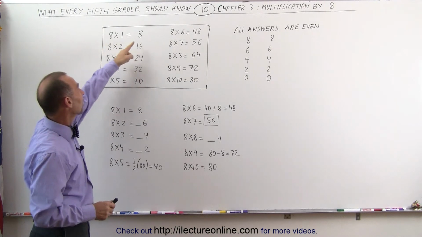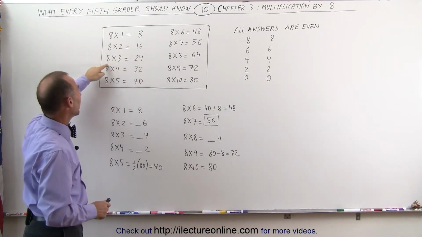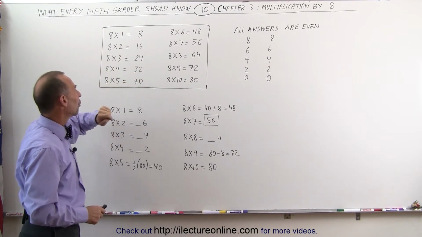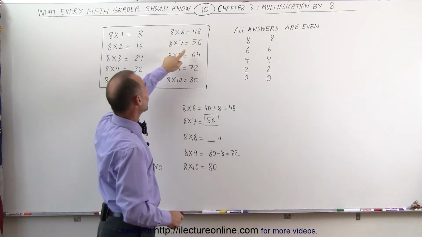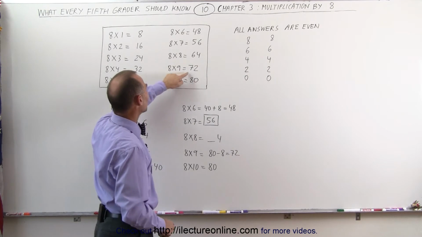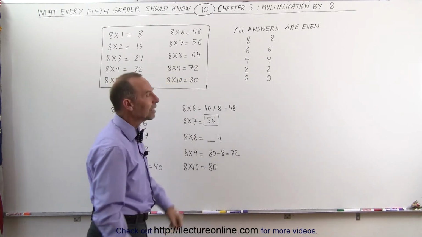Notice that 8 times 1 is 8, 8 times 2 is 16, 8 times 3 is 24, 8 times 4 is 32, and 8 times 5 is 40. 8 times 6 is 48, 8 times 7 is 56, 8 times 8 is 64, 8 times 9 is 72, and 8 times 10 is 80.